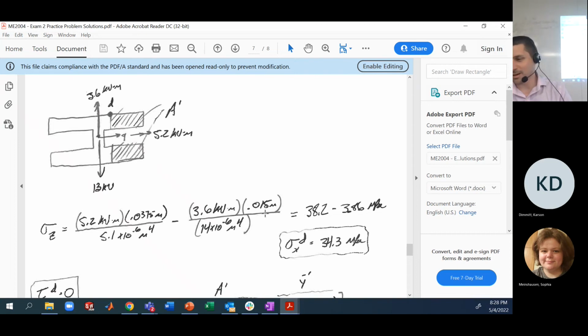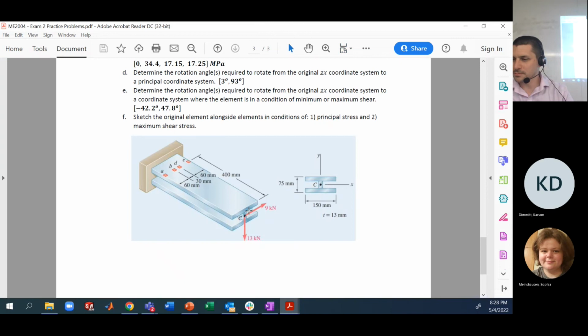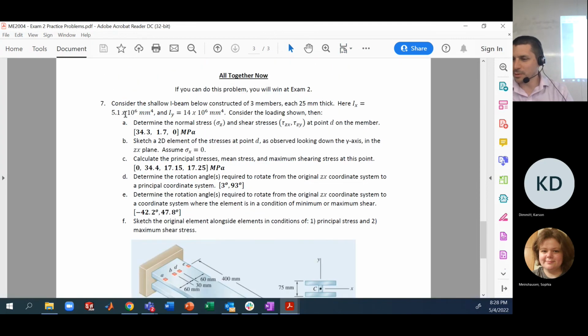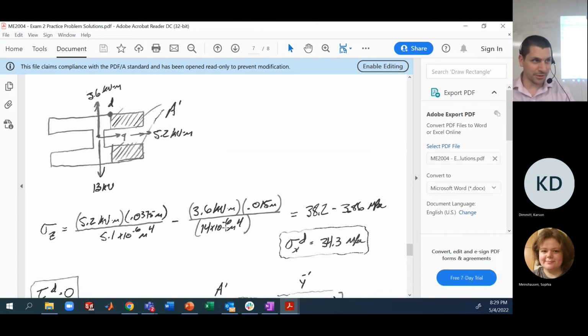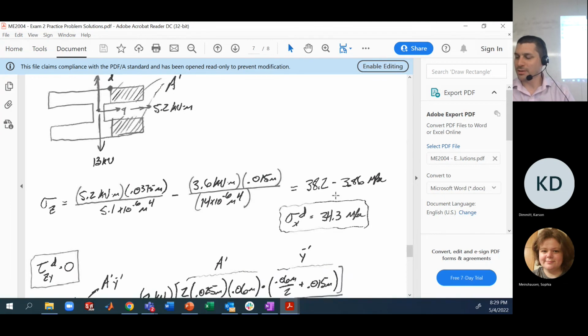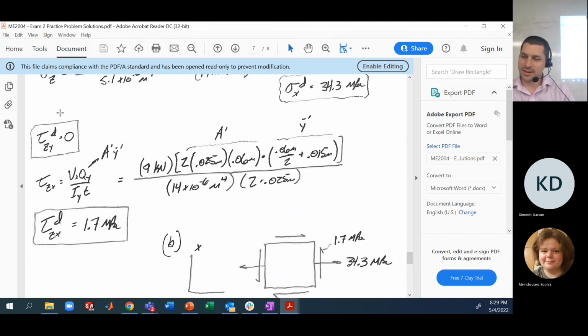Got it? All right. We have area moments of inertia. When we bend around the x-axis, we use IX. When we bend around the y-axis, we use IY. Those are given in the problem. Here, IX is 5.1 times 10 to the 6 millimeters to the fourth, and IY is 14 times 10 to the 6 millimeters to the fourth. These have been converted into meters to the fourth through a conversion of 10 to the 12th. Do your calculations. That's your normal stress.